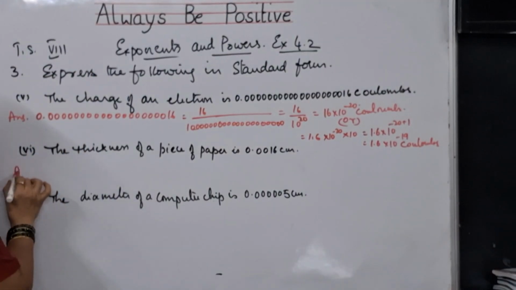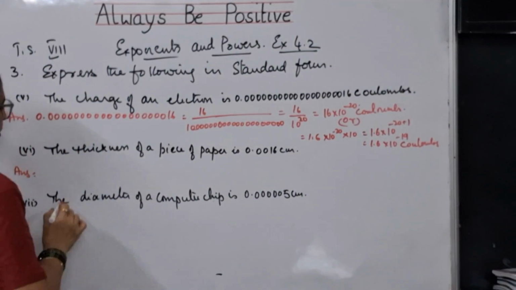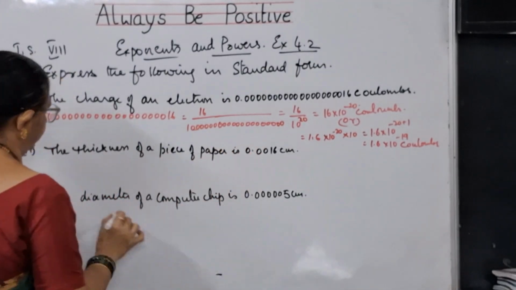Now sixth bit. Sixth bit is thickness of a piece of paper. So how much?